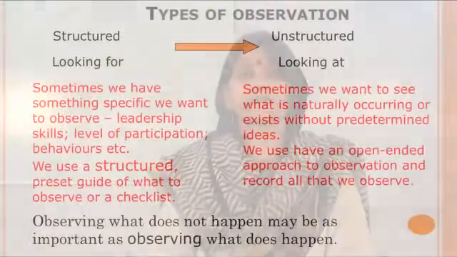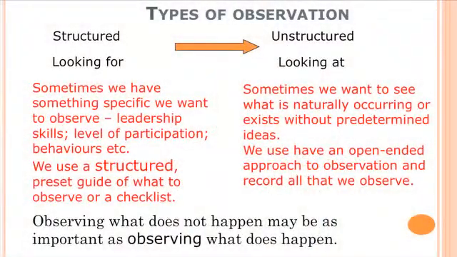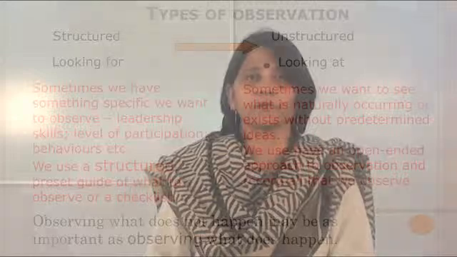There are 2 basic types of observation. The first is unstructured and the second is structured. In structured observation, we have something specific we want to observe. For example, we want to see the level of participation. We want to see the behaviors of children in specific settings. Then in that case, we use a structured observation. We may use a checklist and observe those behaviors.